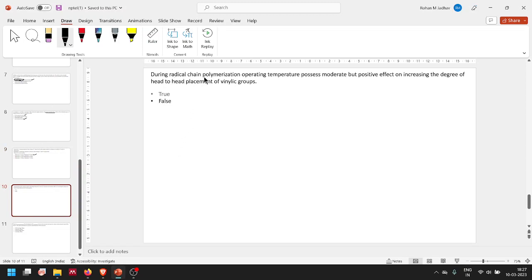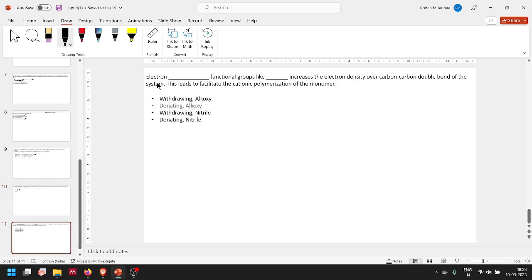So during the radical chain polymerization process, the operating temperature has a moderate but positive effect on increasing the degree of head-to-head placement of the vinyl group. In the polymerization of polyvinyl acetate, the vinyl group's head-to-head placement is affected by the operating temperature, but moderately, not a major factor, but it's a positive effect. The degree of head-to-head placements of the vinyl groups is easily influenced by a slight increase in temperature. From around 40 to 100 degrees Celsius itself will give you a positive effect in the head-to-head placement of the vinyl groups. So yes, temperature does affect the radical chain polymerization process moderately.